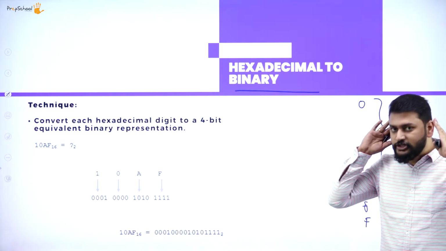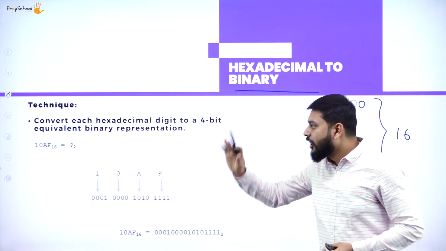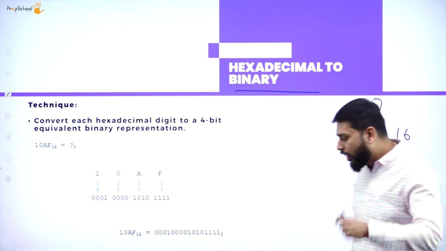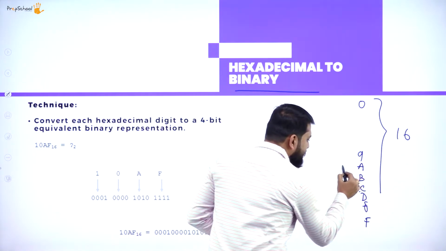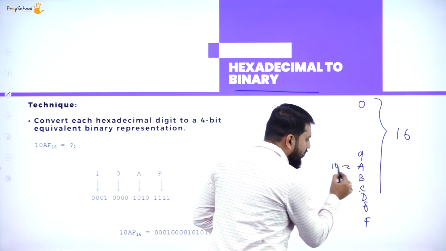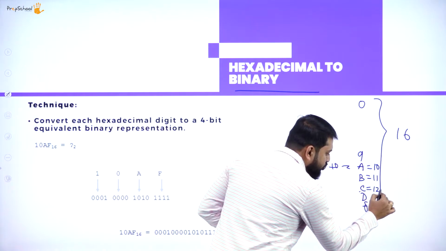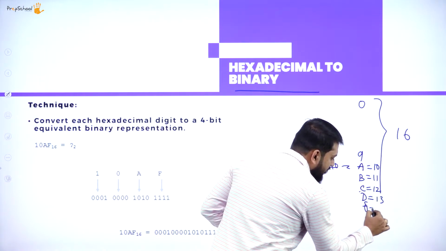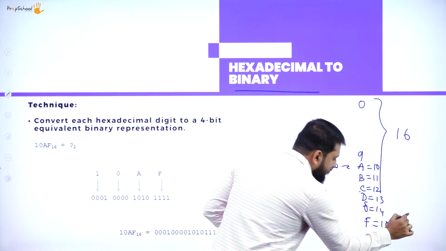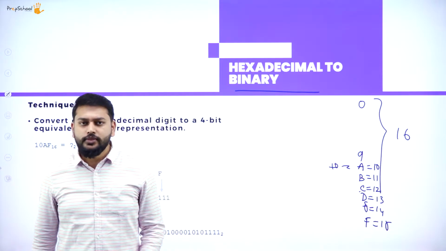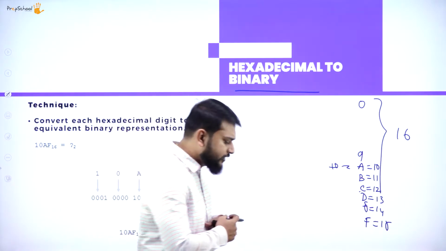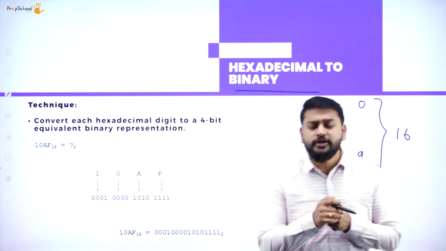That is the first knowledge that I should have before I start this problem. So you all know that A is equal to 10, right? That's what I'll write on this side. A is equal to 10, B is equal to 11, C is equal to 12, D is equal to 13, E is 14, and F is 15. This is what you should know. All right, so I know this basic knowledge. Let's get into the problem.